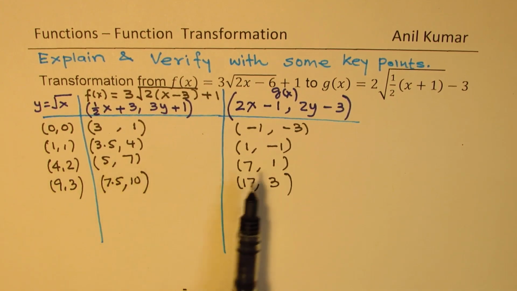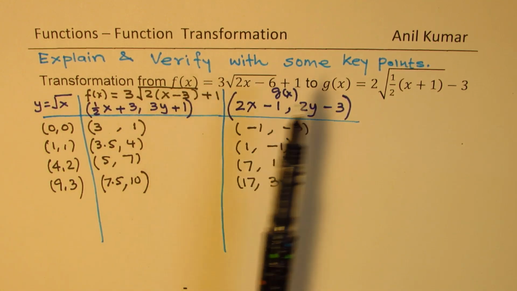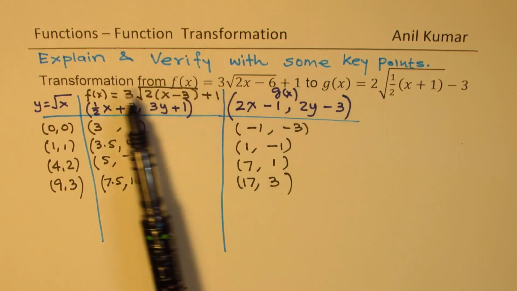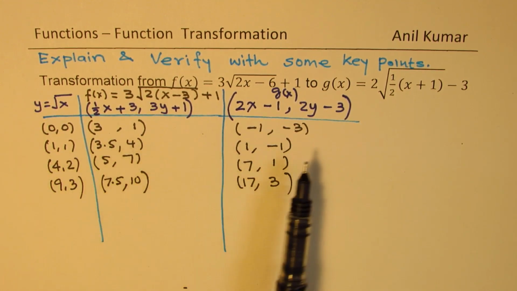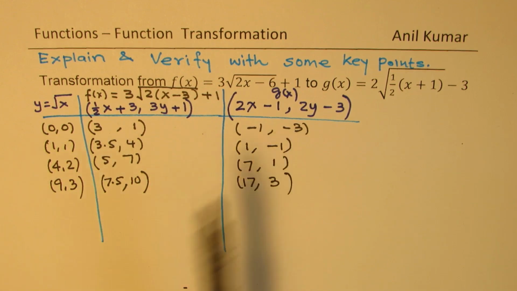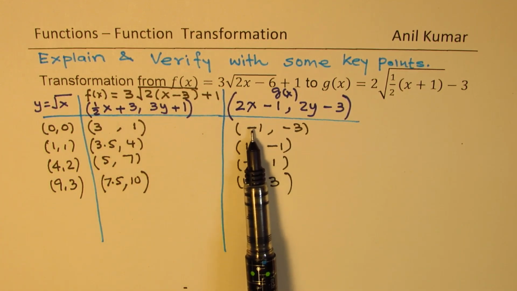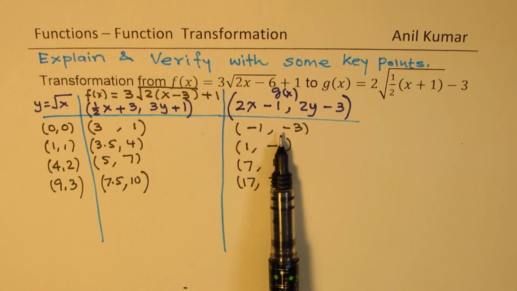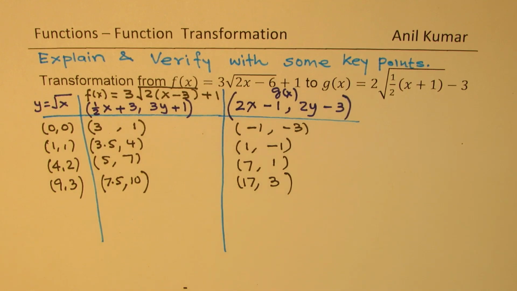What I'm trying to say here is, when you are considering transformation from one function to the other, we should actually look into the parent function and then decide. We always get the correct information. Now, it also means that the point (3, 1) gets transformed to the image (minus 1, minus 3) if we are talking about f of x to g of x. Perfect?